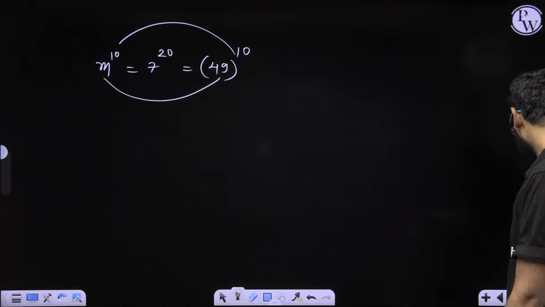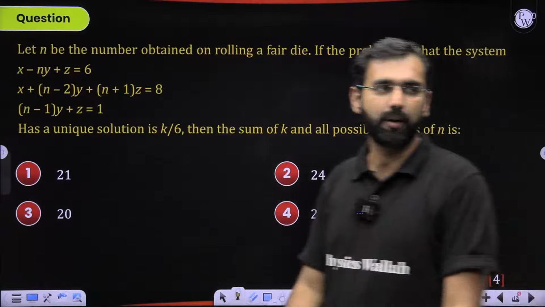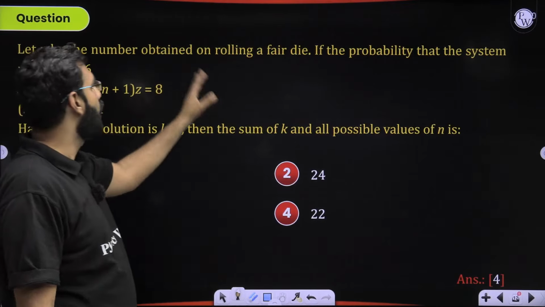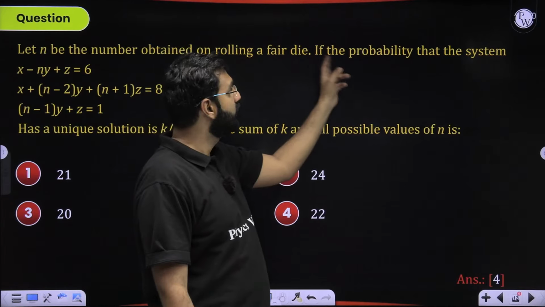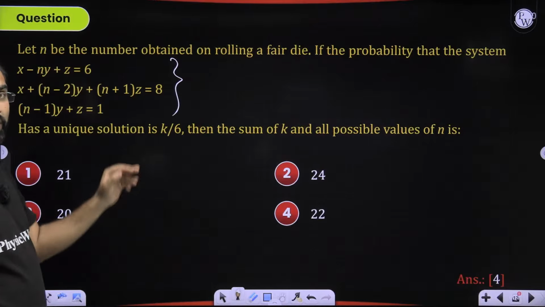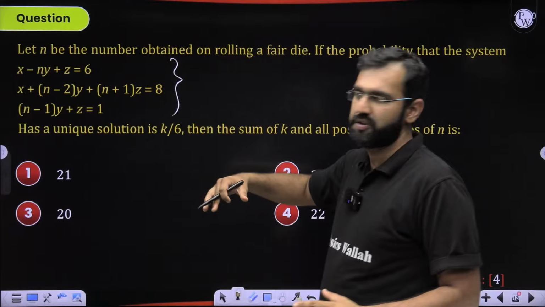Now with that, let's try solving the next question, a very insightful, very interesting, again a very amazing one. Can you help me with its solution? Let n be the number obtained on rolling a fair die. If the probability that the system has a unique solution. Forget about the probability of rolling a die and all. We'll talk about a question on probability later.